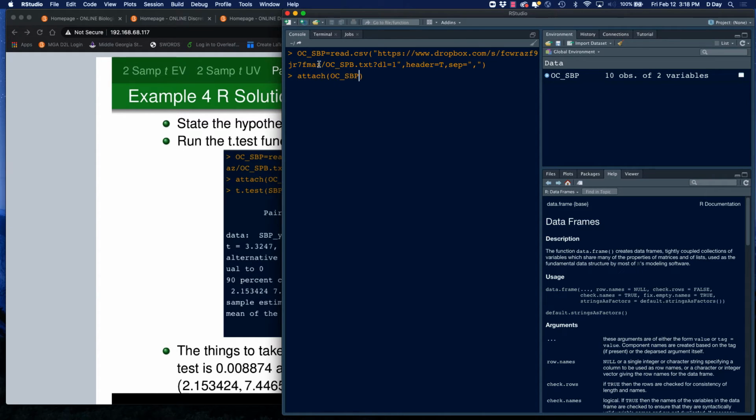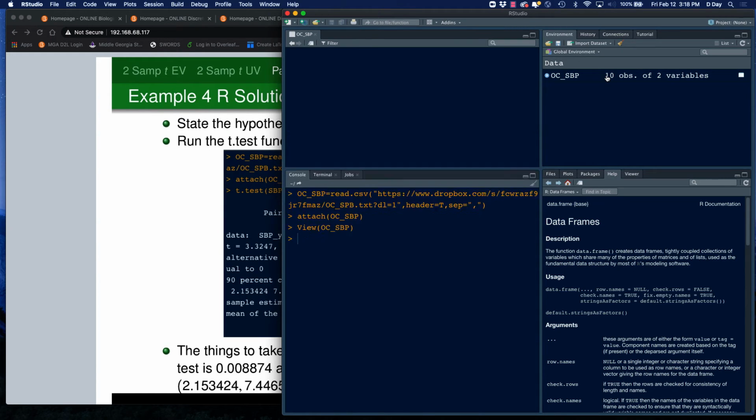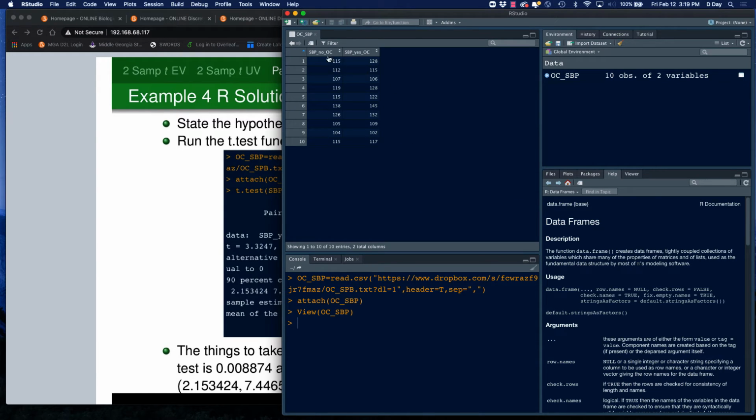SBP, yes. All right, let's take a look at it before we do anything with it. So we've got two columns of data here. One's systolic blood pressure when not on OCs, and the other one's the systolic blood pressures when they are on OCs. So those are our readings, and we're going to see if there's an increase here in a moment.